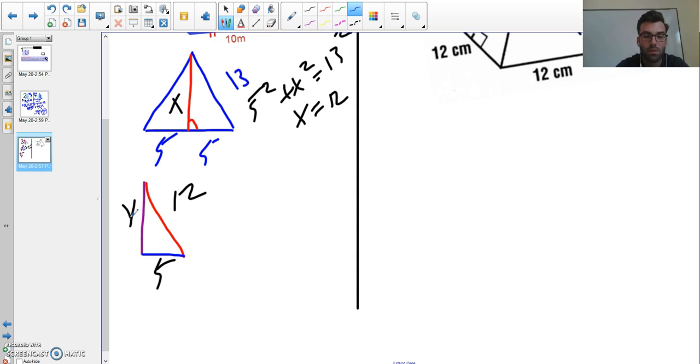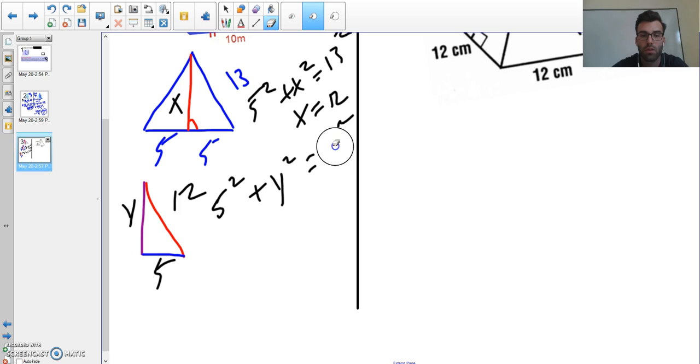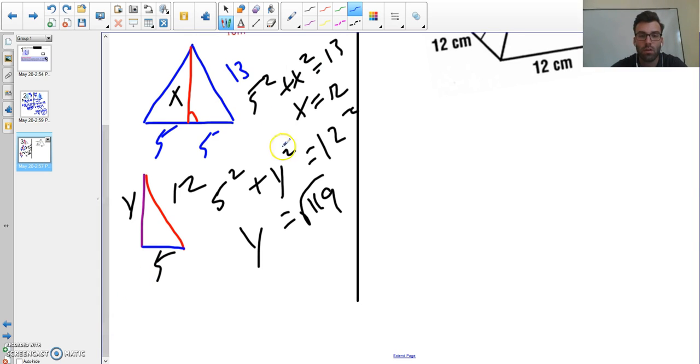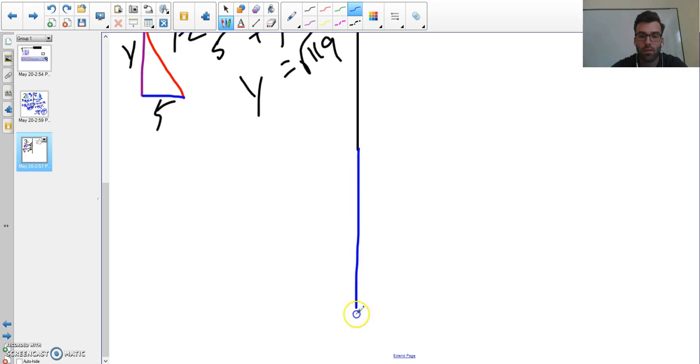This one is not a triple, so we do have to do the Pythagorean theorem. Why don't you pause your video and do the Pythagorean theorem now, and then you can check to see if your work is correct. And you should have gotten y to be the square root of 119, I believe. And this is your height. This is the height of your shape. Square root of 119 is the height of your shape.